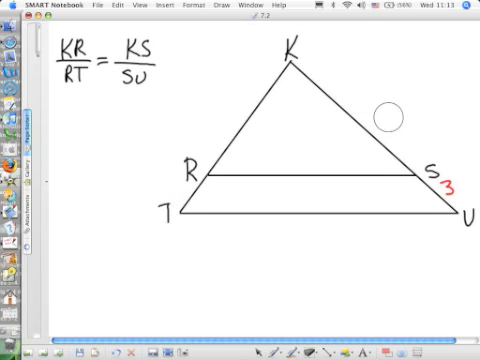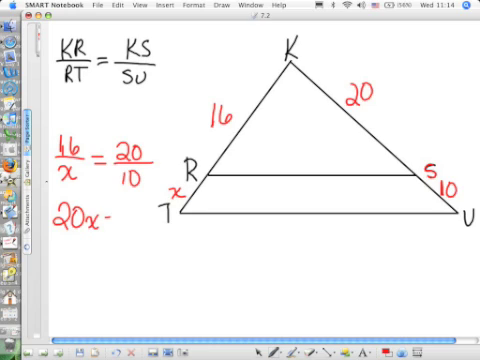All right? Number 23, it says KR is 16. SU is 10. KU is 30. And KU is 30, which means this is 20. Okay, well, we can start using this proportion again. This time we're looking for RT. Okay? 16 over X is equal to 20 over 10.